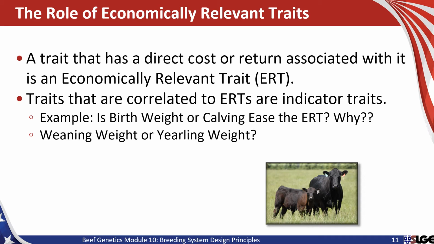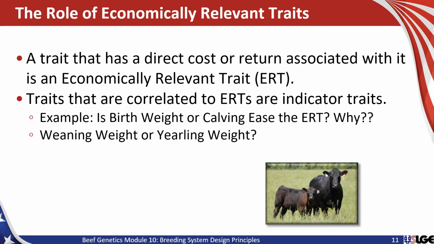We would say that calving ease is the economically relevant trait because calving difficulty has a cost associated with it, either through increased labor or, in the worst case, death of cow or calf. Birth weight is simply an indicator of calving ease, but itself is not tied to a source of revenue or a cost. What about weaning weight or yearling weight?